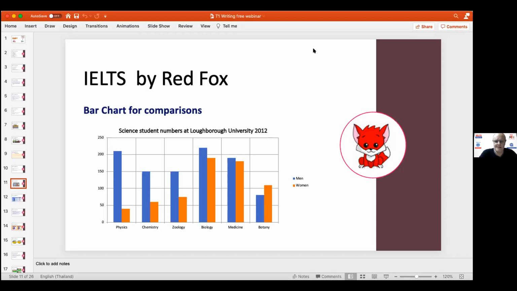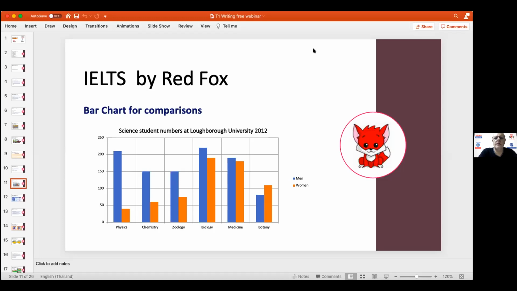Now, when we look at this, we see 3 subjects with very big differences between the genders, and 3 subjects where the difference is quite minimal. So that is one of our key themes. We also see in 5 of the 6 subjects, more male students than female. That's what should leap out at you as the main point for the overview. A secondary point would be that biology is the most popular subject.